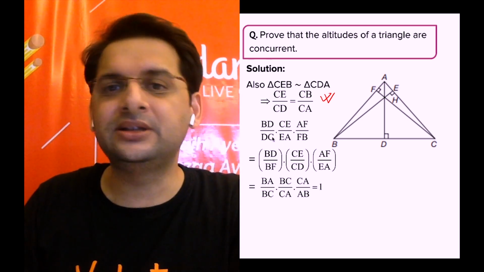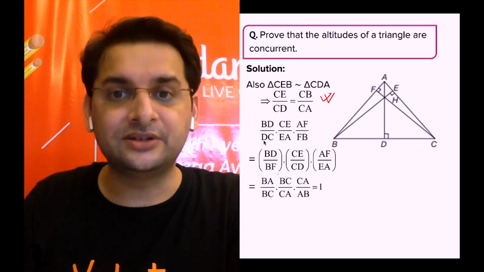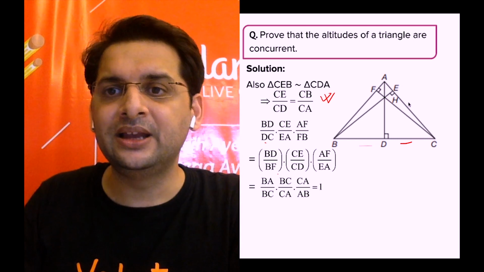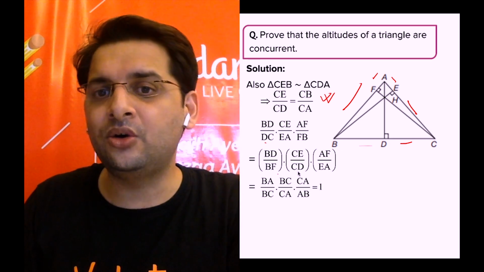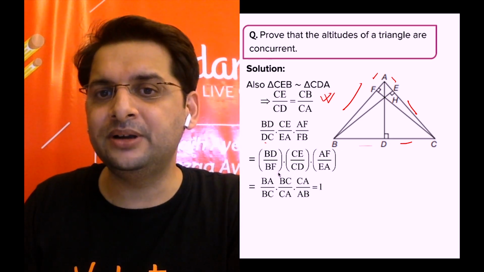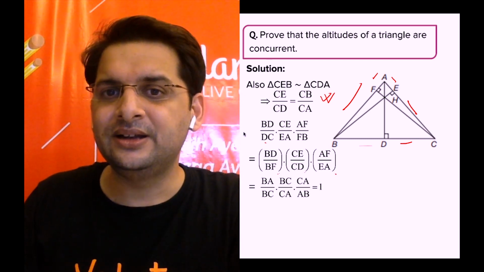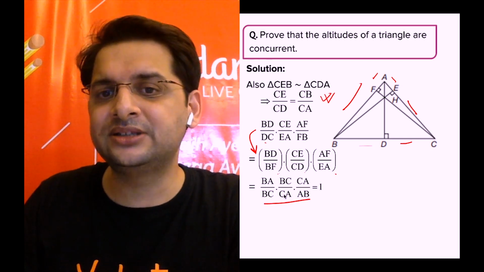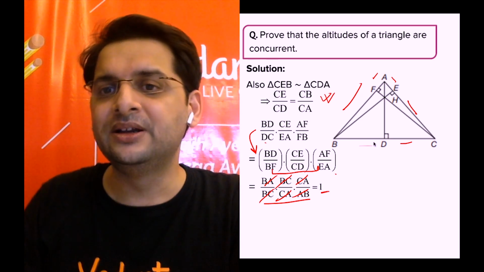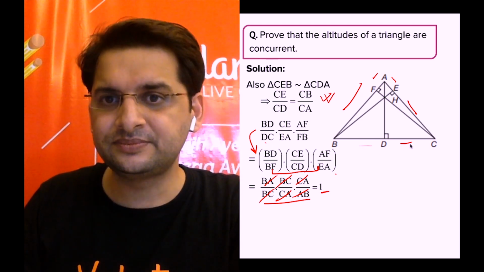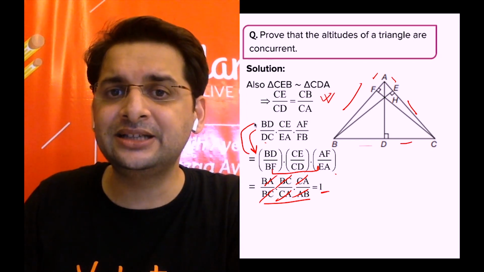So if we multiply all the three ratios, BD upon DC, CE upon EA, AF upon FB, and on the right hand side we get all the sides: BD upon BF, CE upon CD, AF upon EA. If we rearrange them, on the right hand side we have all the sides. So CA gets cancelled, AB gets cancelled, BC gets cancelled, and this comes out to be 1. So BD upon BF, CE upon CD, AF upon EA is equal to 1, and this can be rearranged as this.